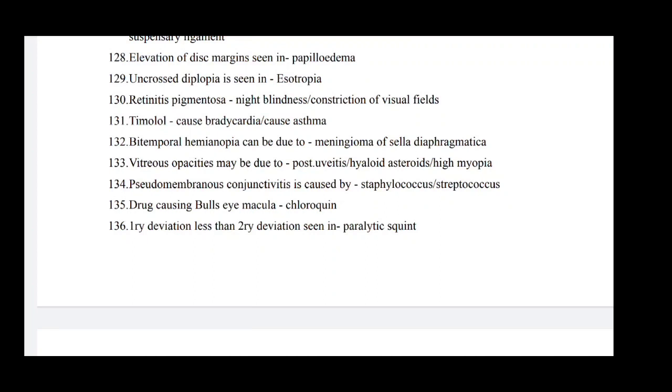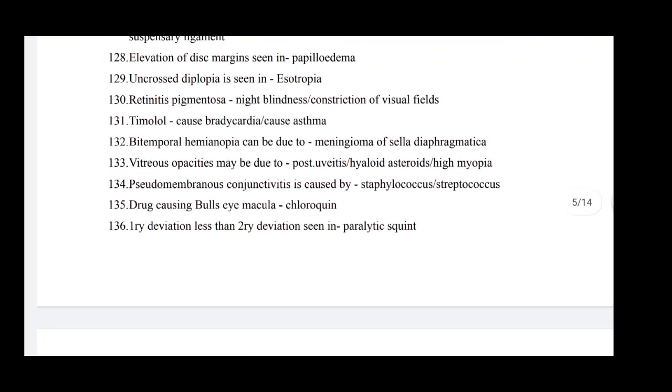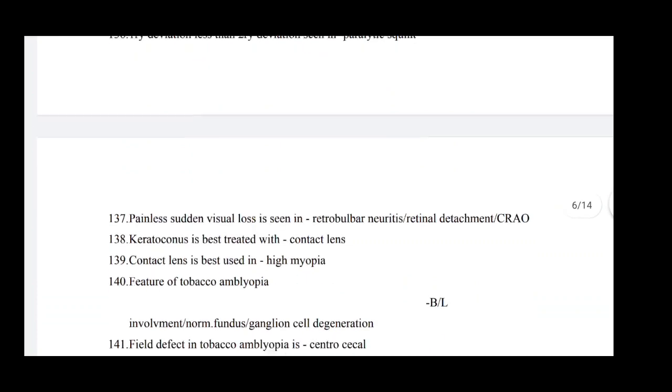Bitemporal hemianopia can be due to meningioma of the diaphragma sellae. Vitreous opacities may be due to post-uveitis, asteroid hyalosis, and high myopia. Pseudomembranous conjunctivitis is caused by Staphylococcus and Streptococcus. A drug causing bull's eye maculopathy is chloroquine. Primary deviation is less than secondary deviation in paralytic squint.